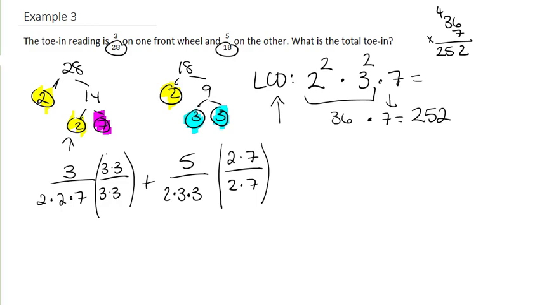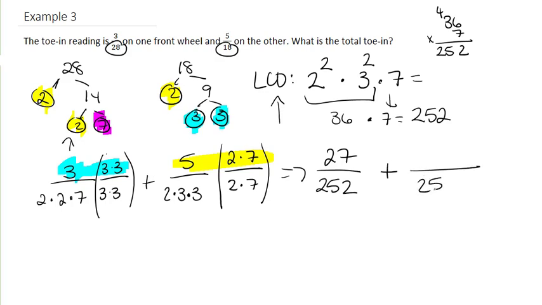So now we can go ahead and multiply these top numbers together, and then we can go ahead and start adding. So this becomes 3 times 3, which is 9, times 3, which is 27. So we have 27 over 252, plus, so we have 252 on the bottom. We multiply all this together. So now we have 5 times 2, which is 10, times 7, which is 70.